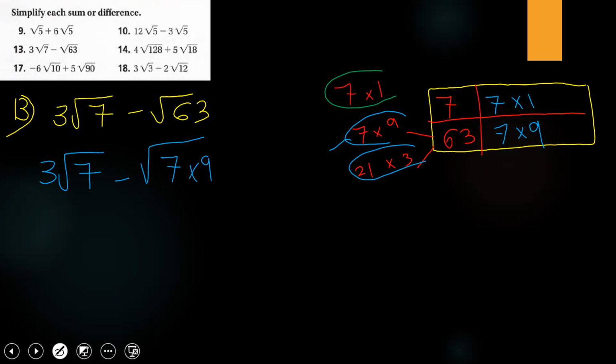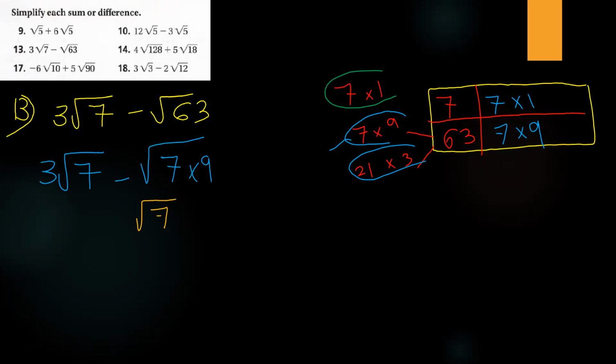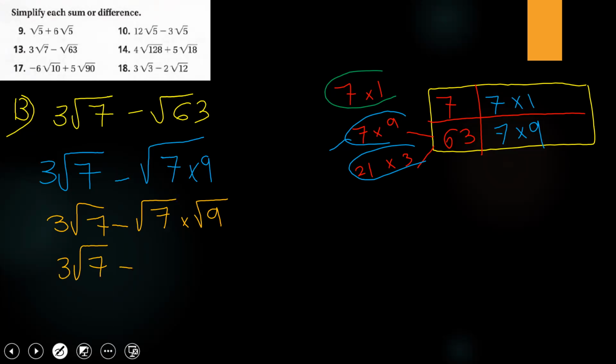Then let's now distribute the square root to 7 and 9. Then 3 square root of 7, keep it as it is. Now what is the square root of 9? 3. 3 times square root of 7, which is equal to what? Square root of 7.